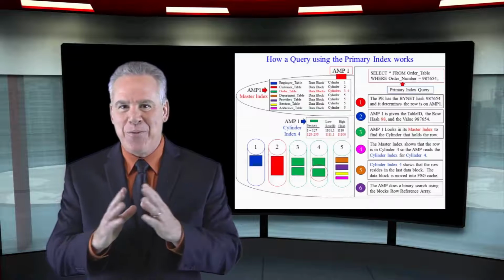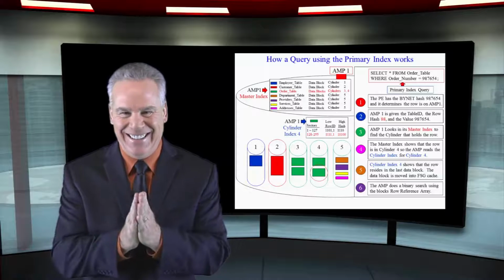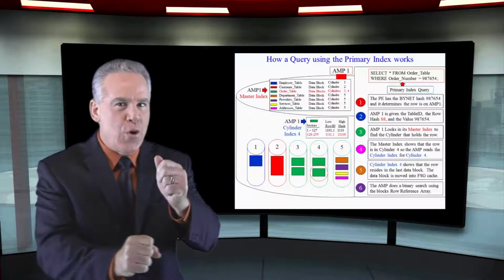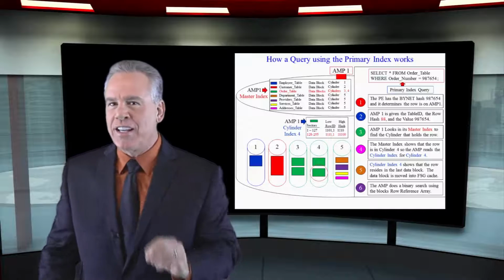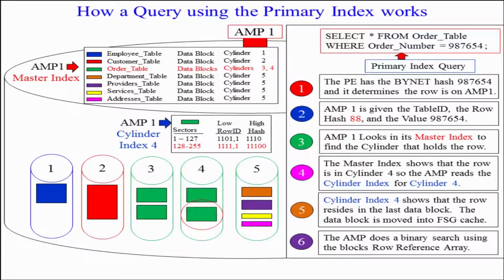Now, stay with me. This could get crazy. Let's see this in slow motion. We've just said select everything from the order table where order number is equal to 987654. The parsing engine says, hey, order number is the primary index of that table. Hash that order number. What's the row hash? It's 88. They count over 88 buckets in the hash map and they go, that's on amp number 1. Amp number 1, I want you to go find row hash 88, order number 987654.